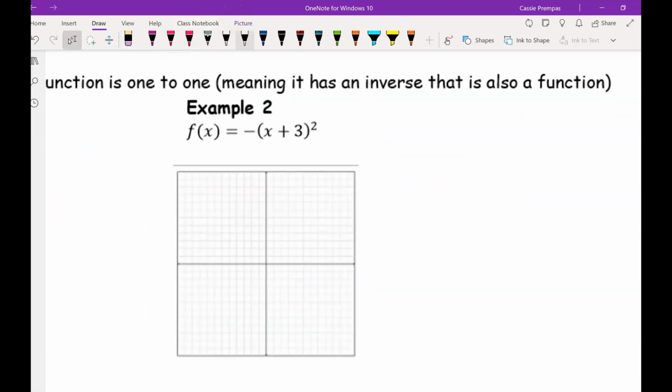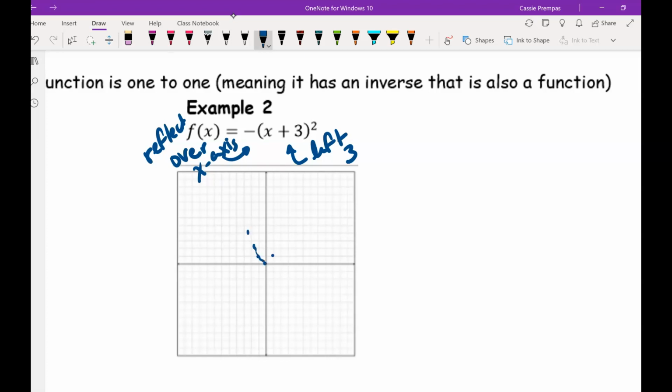On to example 2. This is a parabola. If I look at how it moves, it goes to the left 3 units, and it reflects over the x-axis. So I would take my parabola, which looks like this, and go left 3, 1, 2, 3. And then I would flip it upside down. Oh, actually, you're supposed to go upside down first and then left 3. But in this case, you end up getting the same graph. So I'll just go ahead and flip that down.